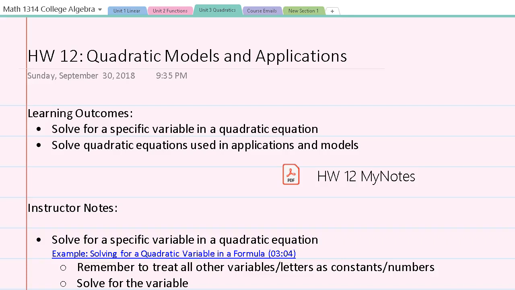This video will introduce the topic of quadratic models and applications. The learning outcomes for this topic are to solve for a specific variable in a quadratic equation and to solve quadratic equations using applications and models.